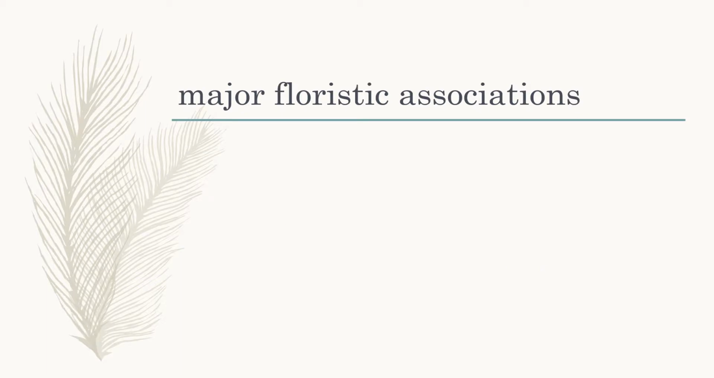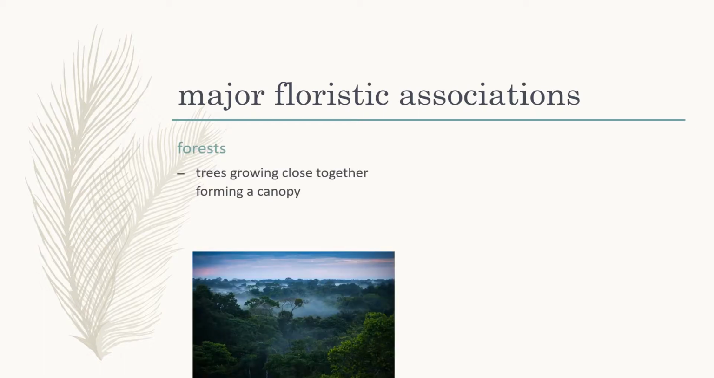There are some major floristic associations that classify plant associations. The first is forests, that include trees that grow together and form a canopy. They require annual precipitation in order to flourish. They are likely to become climax vegetation due to the vast amount of vegetation within them.